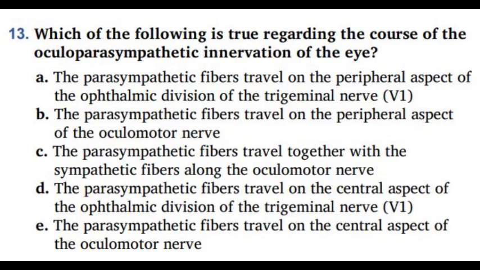The parasympathetic fibers travel along with the sympathetic fibers along the oculomotor nerve. That is false. Only parasympathetic. D. The parasympathetic fibers travel on the central aspect of the ophthalmic division. That is false. And then E. The parasympathetic fibers travel on the central aspect of the oculomotor nerve. That is false. What travels on the central aspect is the somatic component of the oculomotor nerve that supplies the extraocular muscles of the eye, excluding the lateral rectus and the superior oblique muscles.